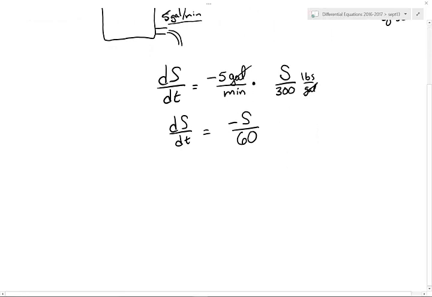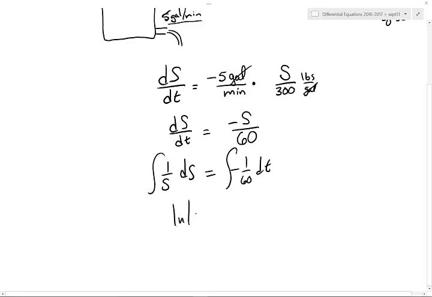Okay? Well, this is 100% separable. Any idiot can see that, right? So I'm going to leave the negative over there. I'm going to have 1 over S dS equal to negative 1/60th dt.